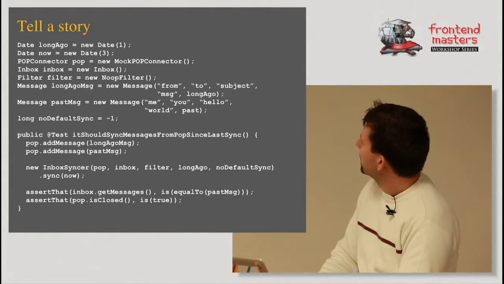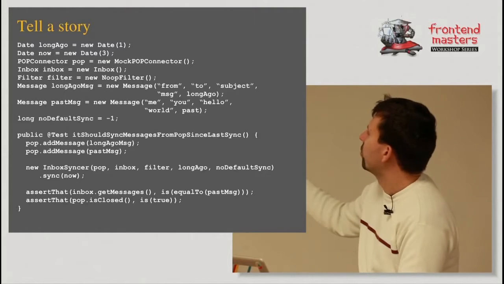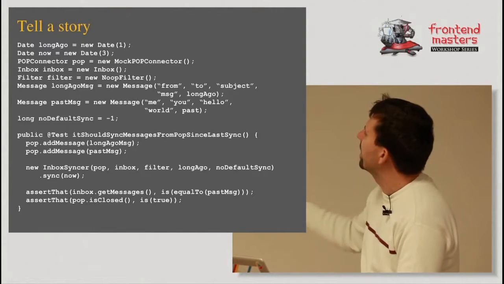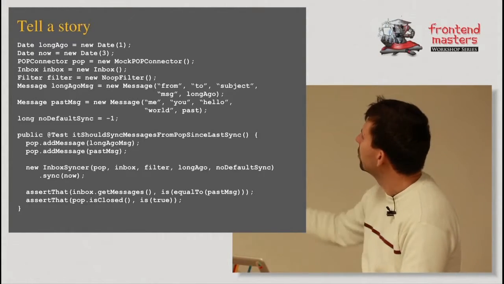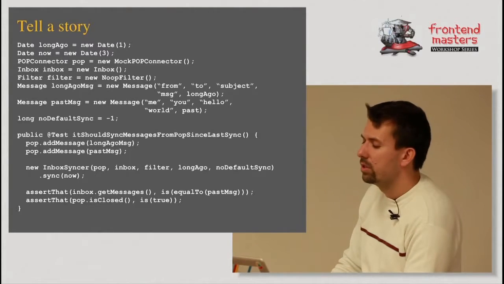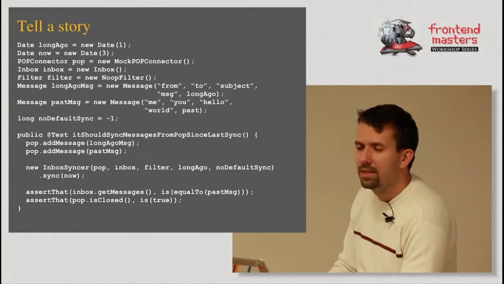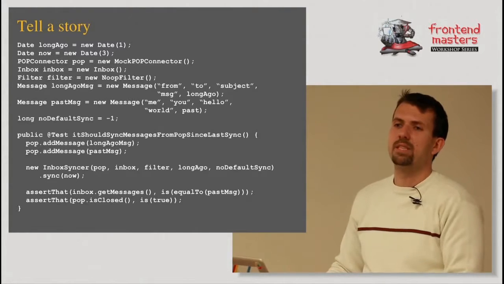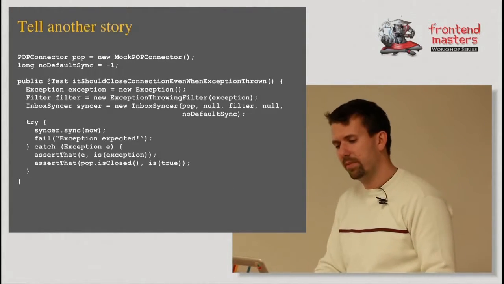And lastly, as I said earlier, this is a story I can get behind. I understand why two messages are being created, and I understand what the assertions are about, right? Because it's a specific path that I'm testing. It's not just a random method.